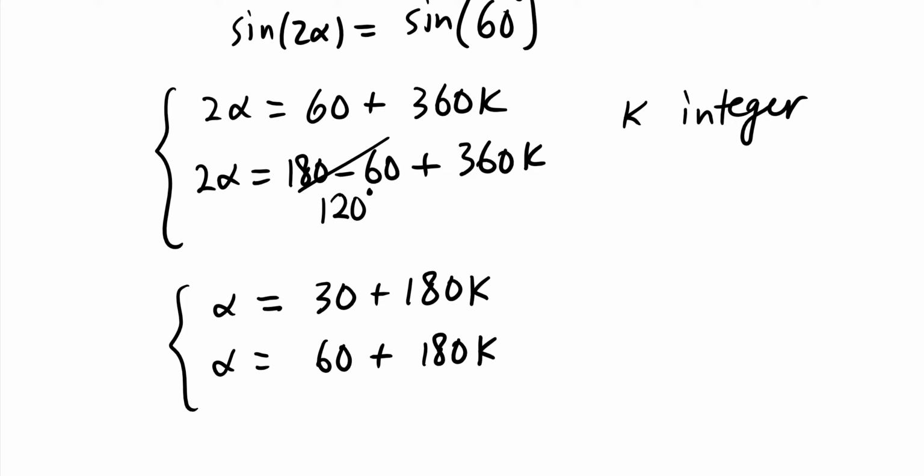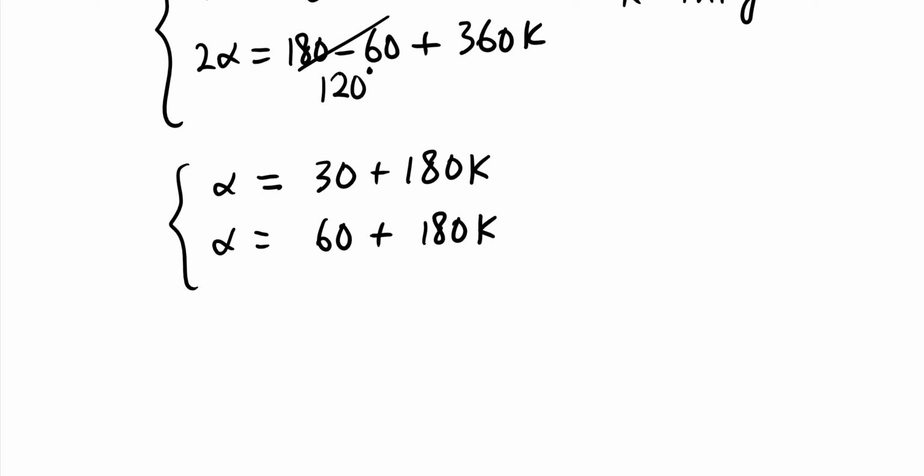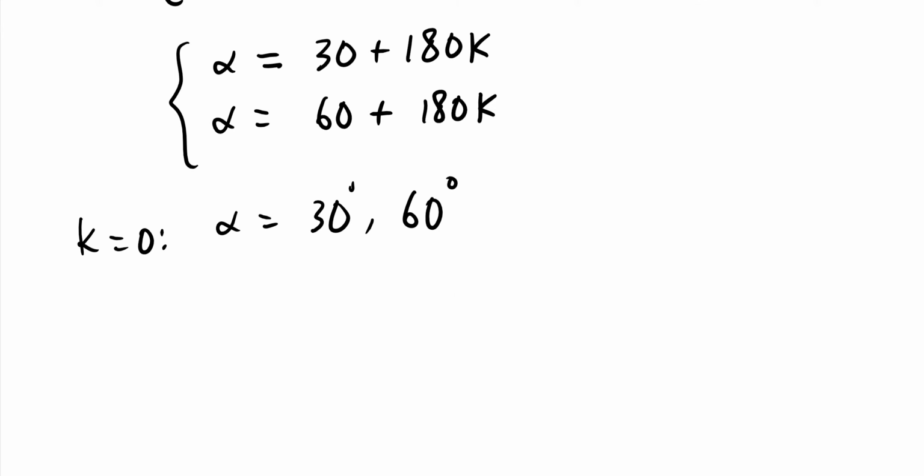Do you see the difference between this section and the previous section? In the previous section, we always got alpha equals something. Here we got 2 alpha, or maybe 4 alpha or 3 alpha. You must divide by that number first. So now let's see what we get. Taking k equals 0, alpha would be 30 degrees and 60 degrees from the first and second equations. If I take k equals 1, then alpha would be 30 plus 180, that's 210, and 60 plus 180, 240 degrees.